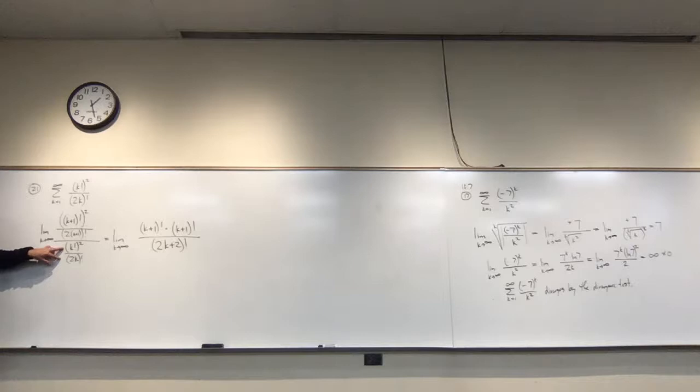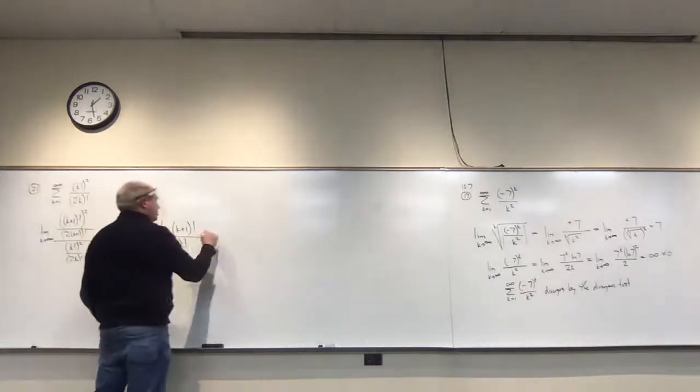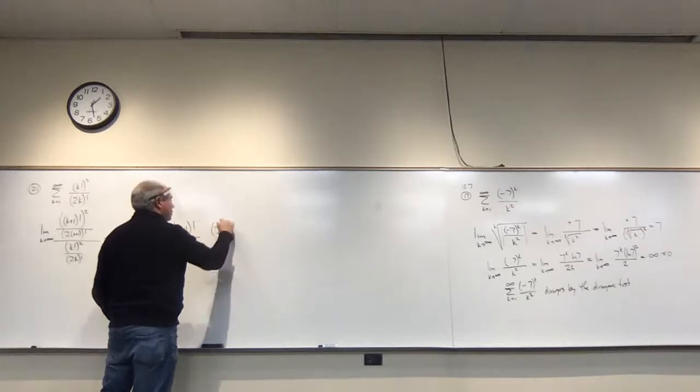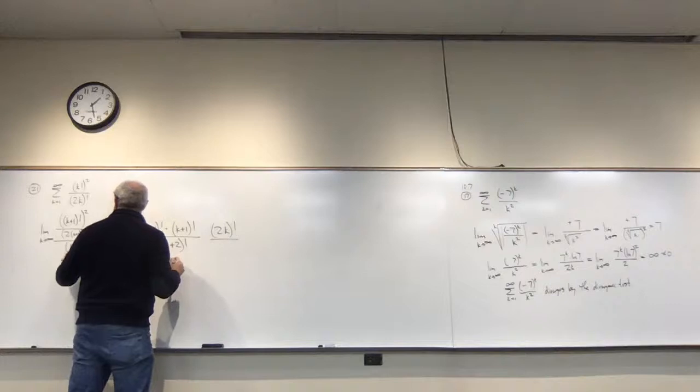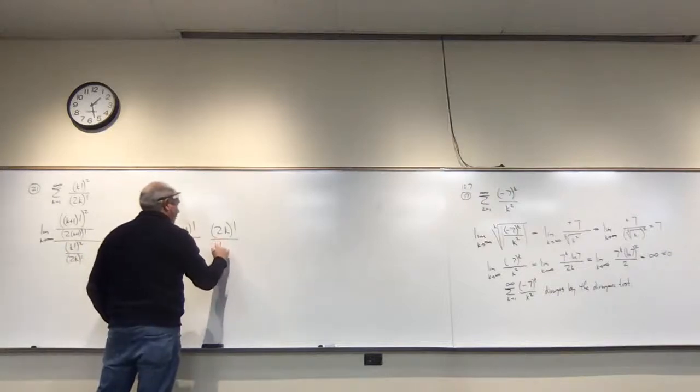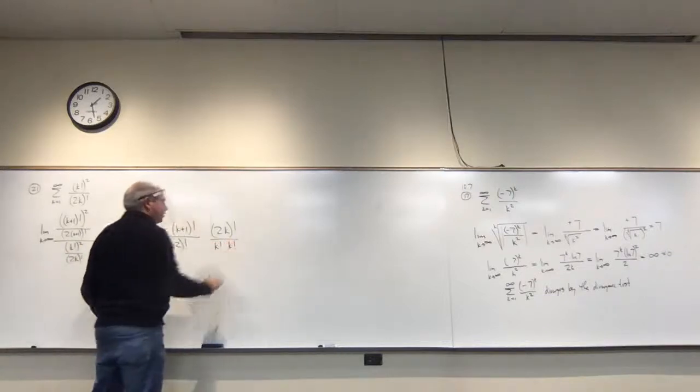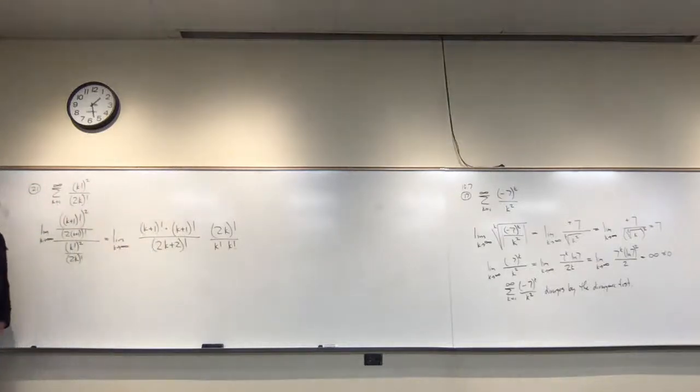Then I'll flip and multiply the bottom, and so the 2k factorial goes on top. So I get 2k quantity factorial. And on the bottom, I have k factorial times k factorial. Okay, and now we're ready to do some cancellation.